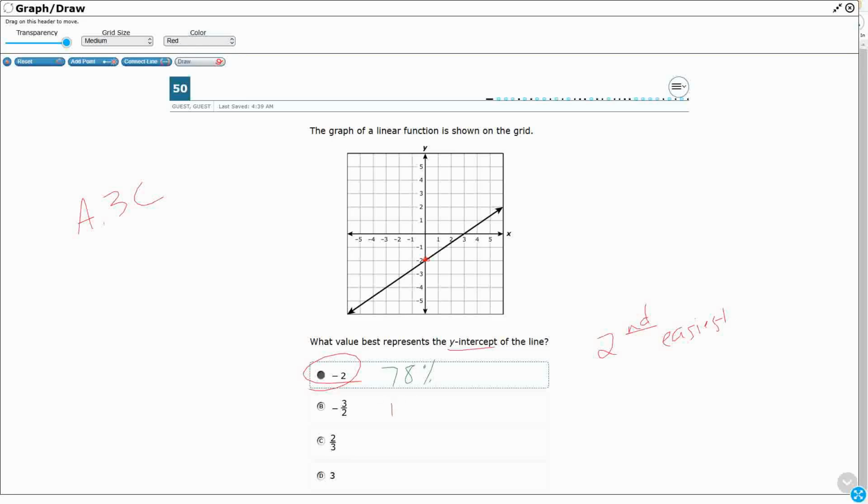We had 11% choose -3/2. That would be dividing the x-intercept by the y-intercept. Not sure why we would do that. And then 7%, 3% statistical noise. So this was fairly easy and a great problem to end the test on.